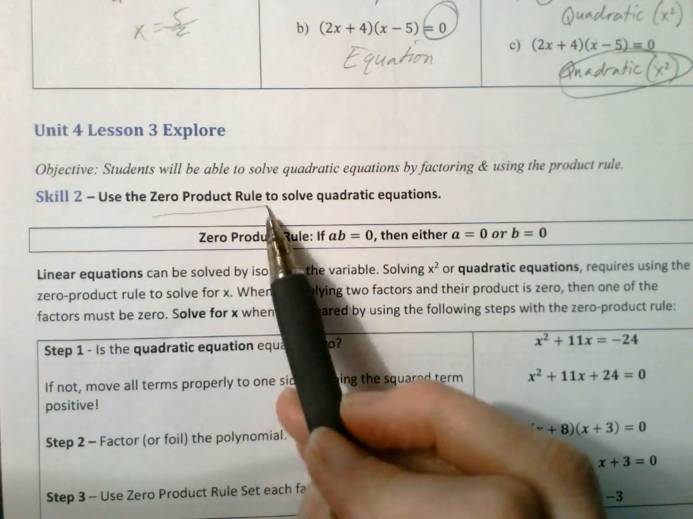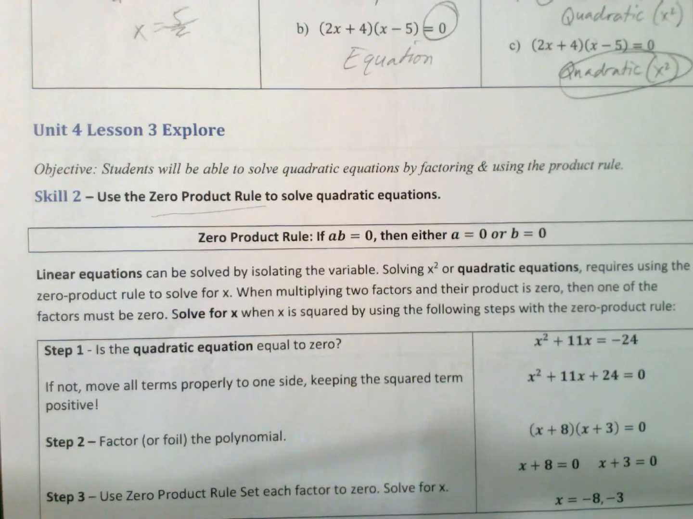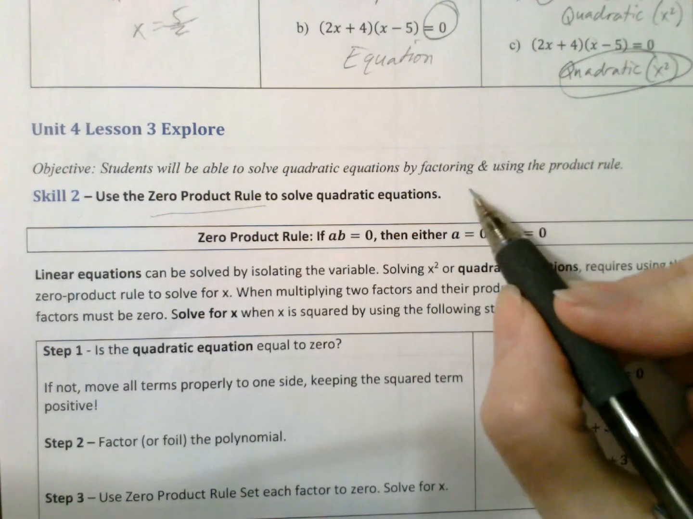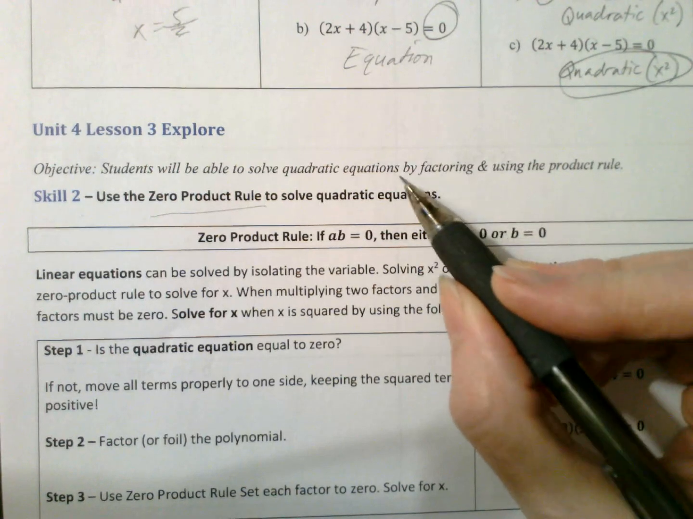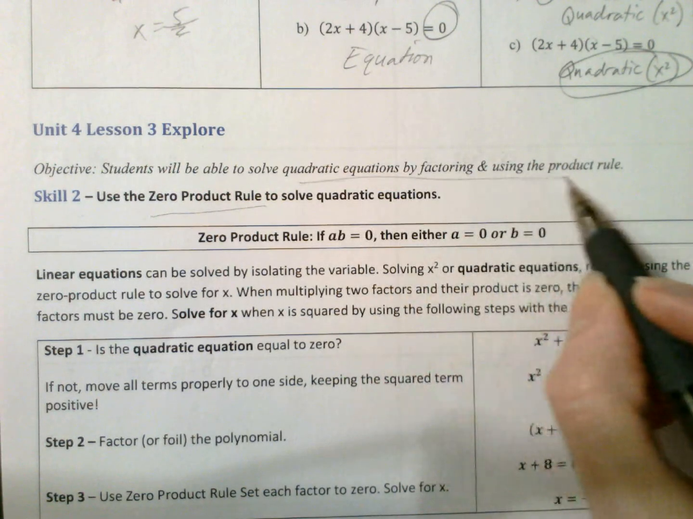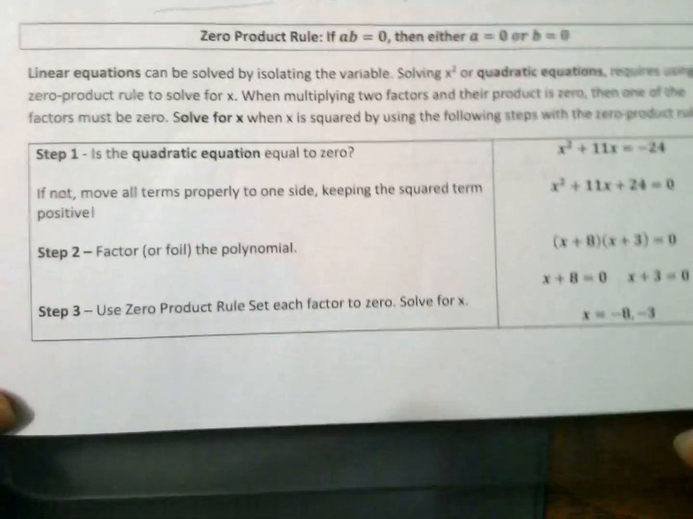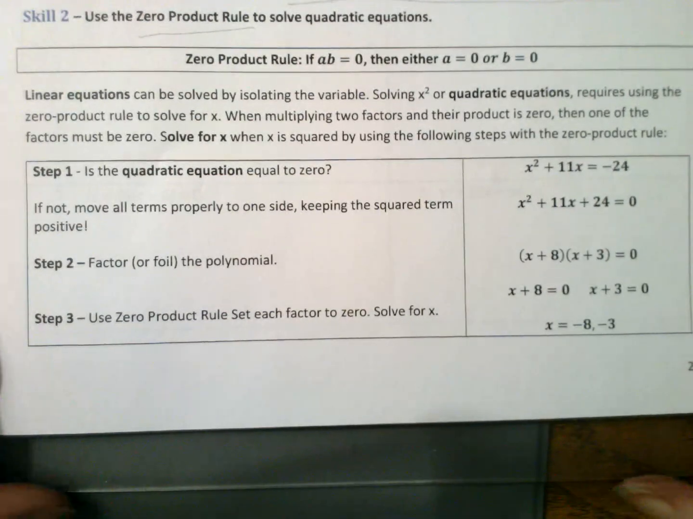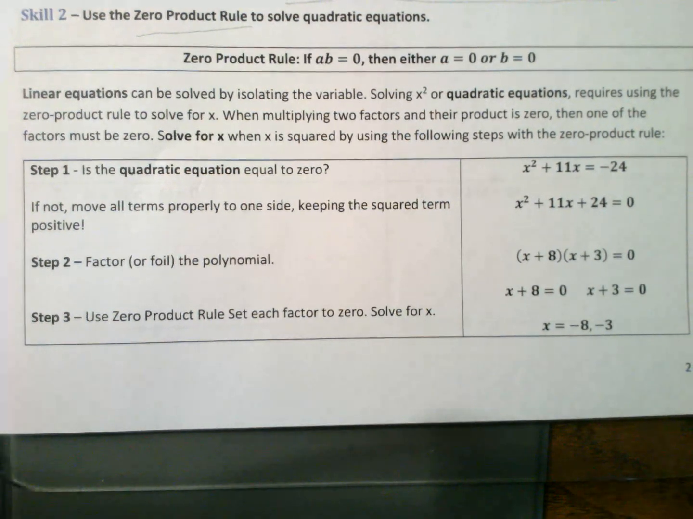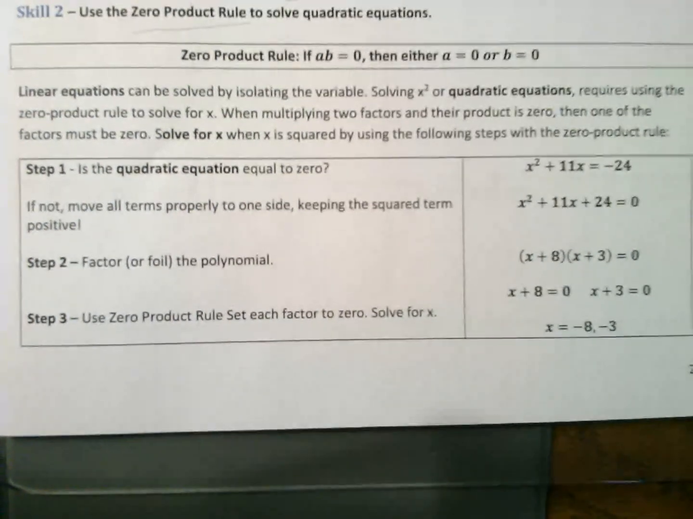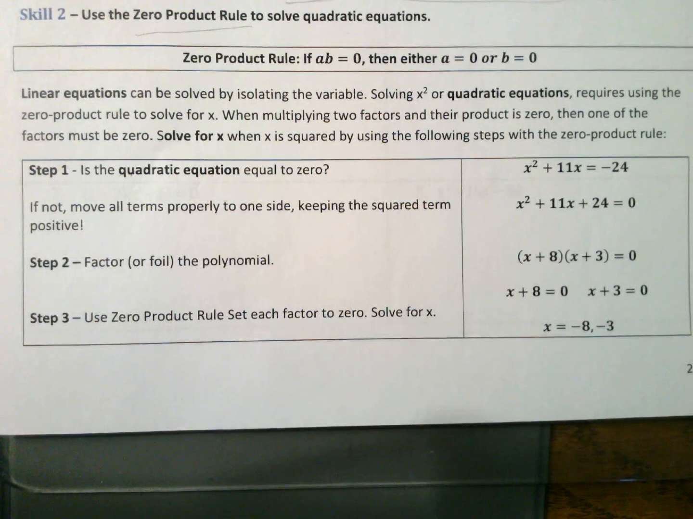Use the zero product rule to solve quadratic equations. Okay, we're going to solve quadratic equations by factoring and using the product rule, which is what we're required to do. So let me get this all on the screen here. Sorry, the light's not that great. Let me see about the focus. That's as good as it's going to get.